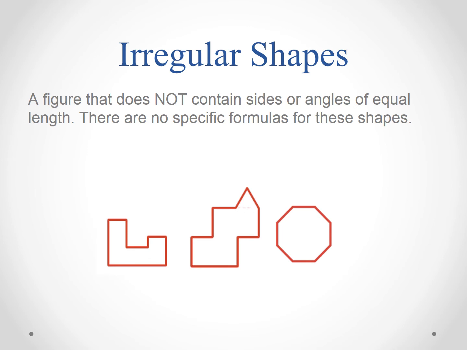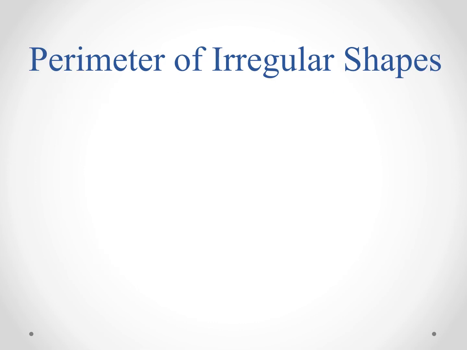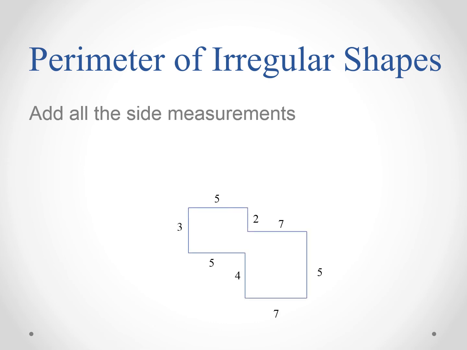This next section is on irregular shapes. An irregular shape is a figure that does not contain sides or angles of equal length, so there are no specific formulas for these shapes. In order to find the perimeter of an irregular shape, all we have to do is add all the side measurements of this shape. So, for example, in this shape, we have a bunch of dimensions given to us. All we would have to do is add these numbers for a total of 38 units for the perimeter.